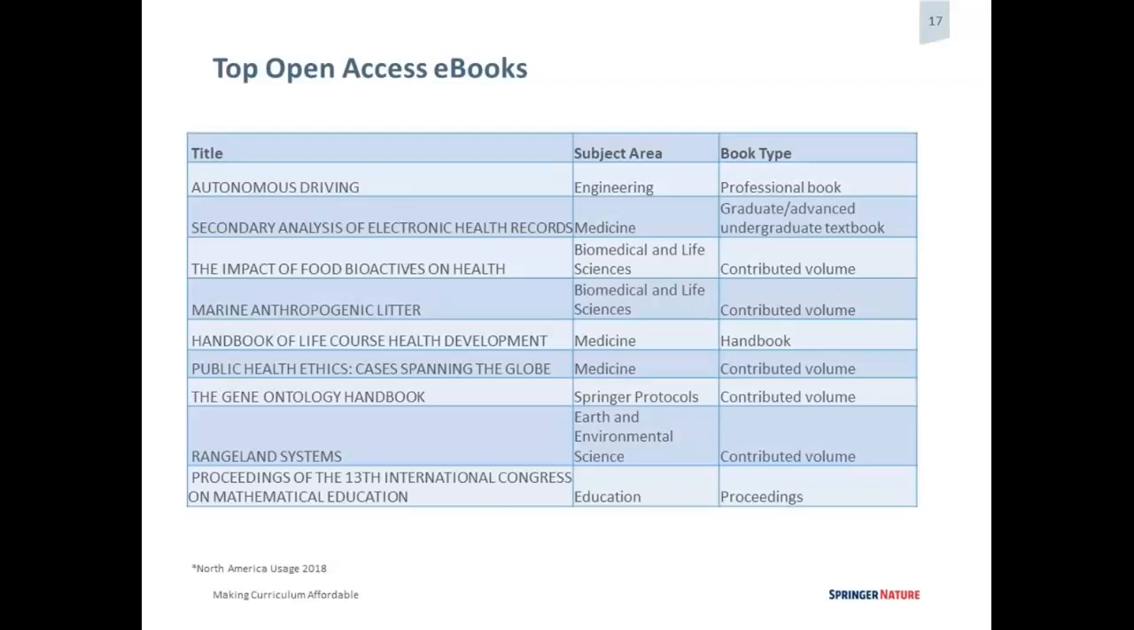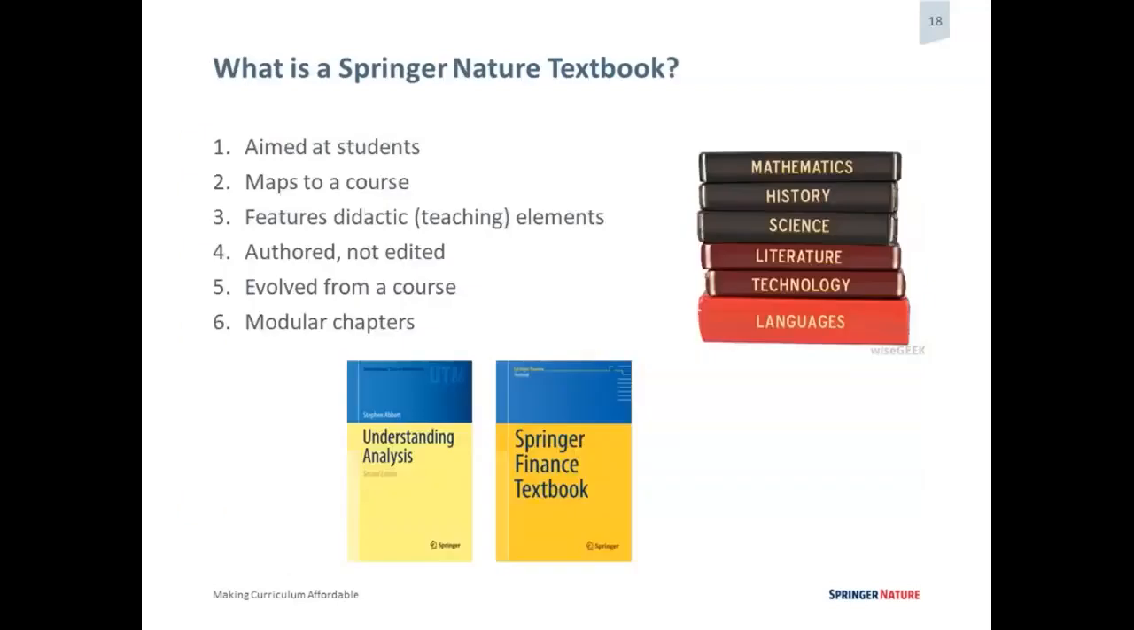I'll move on. Just a quick reminder about what a Springer Nature textbook is. As I said before, we do not specialize in the 101, freshman style textbooks: the first biology course, the first physics course, first chemistry course. That's not really where we publish. We do have some mathematics texts that are at that level, but most of our textbooks are going to be in that second, third, and fourth year in the smaller seminar courses and things like that.